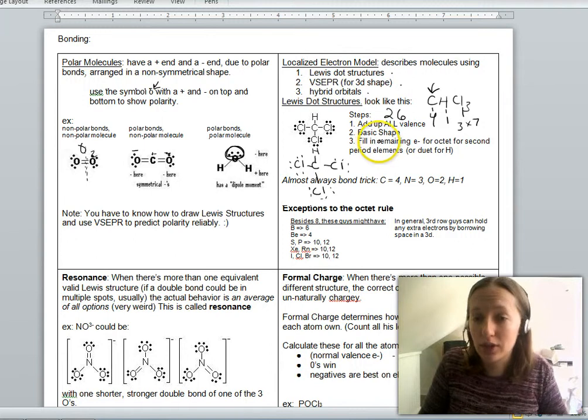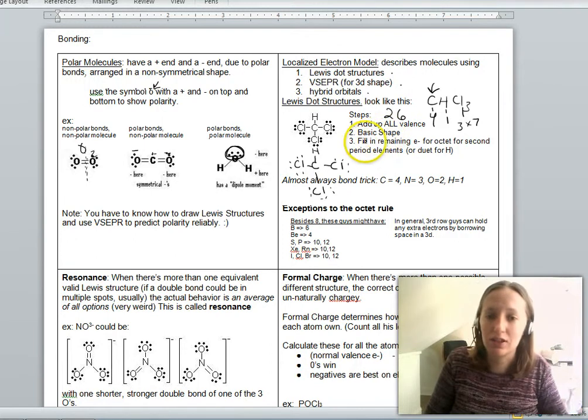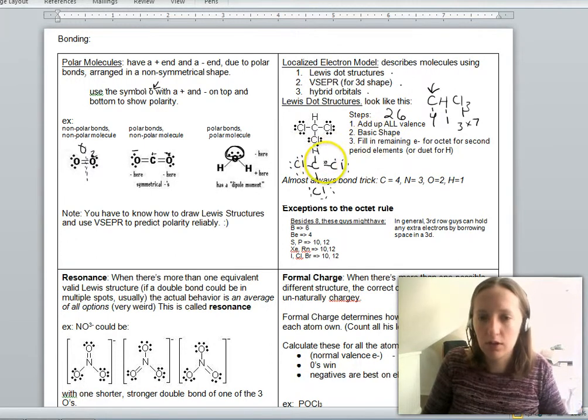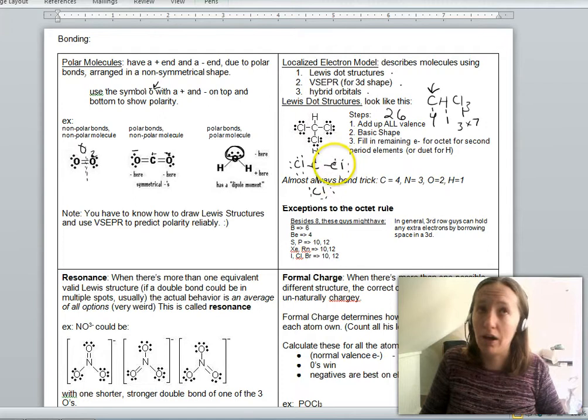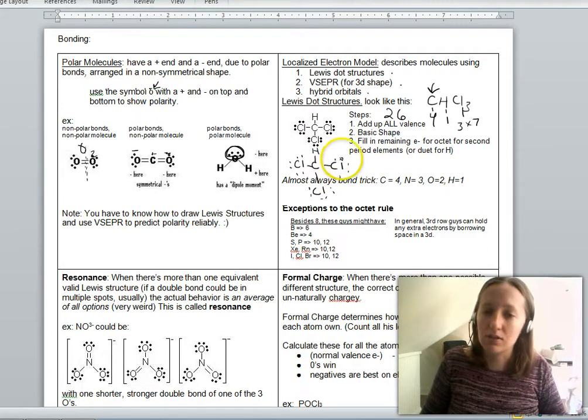And let's go and make sure that that accounted for all 26 valence electrons. 1, 2, 3, 4, 5, 6, 7, 8 in the bonds. 9, 10, 11, 12, 13, 14, 15, 16, 17, 18, 19, 20, 21, 22, 23, 24, 25, 26. Good. I have used all my valence electrons that are present. That means I didn't disappear any of them or add any, which means I did it right. So this is the correct structure.